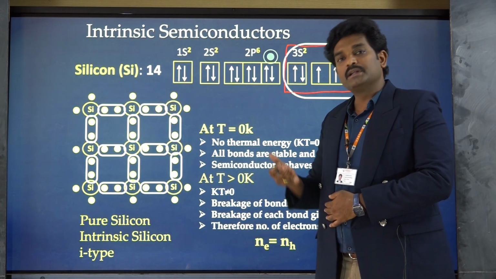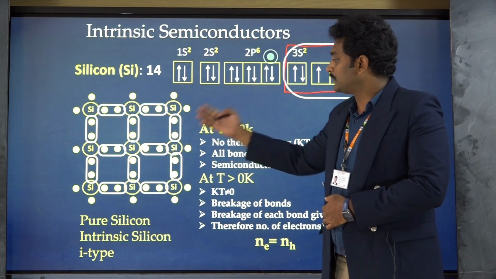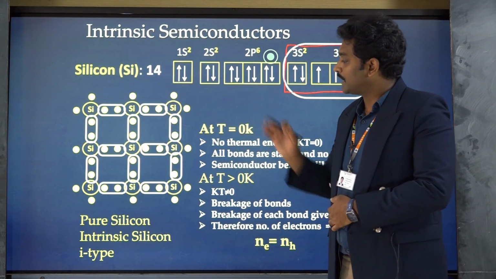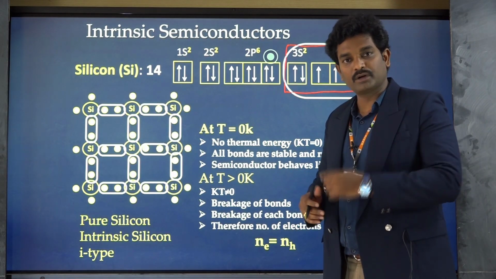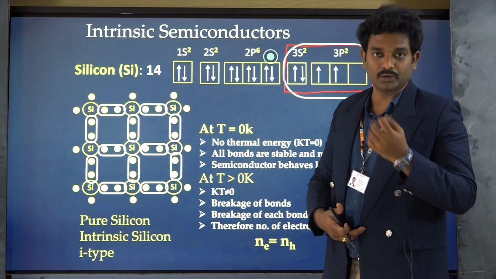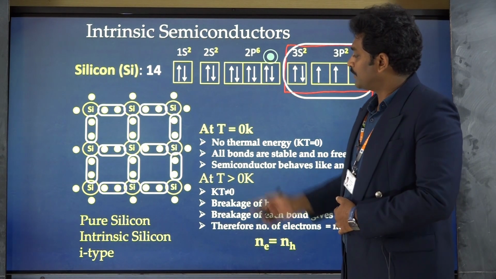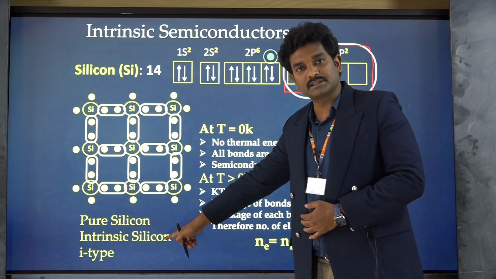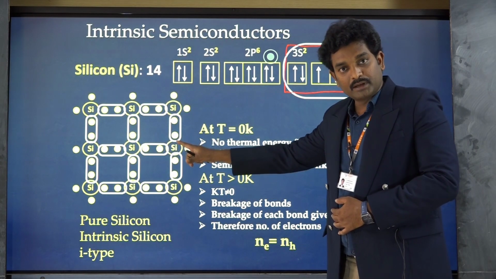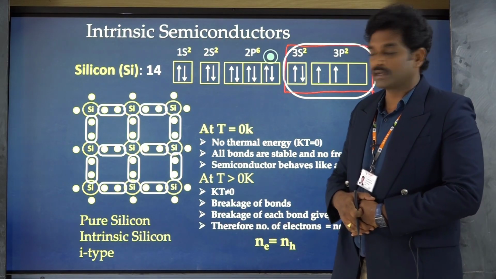Now you slowly increase the temperature further, then what happens? A few more bonds will break, let us say 10 bonds have been broken. For each bond you have 1 electron and 1 hole. So if 10 bonds are broken, you have 10 electrons and 10 holes. If n bonds have been broken, you have n electrons and n holes. So for a pure or intrinsic semiconductor, when bonds break, the number of electrons will be equal to the number of holes.